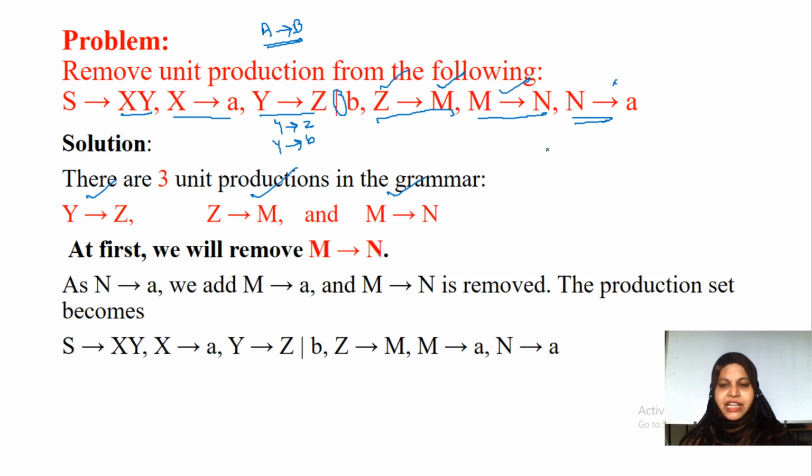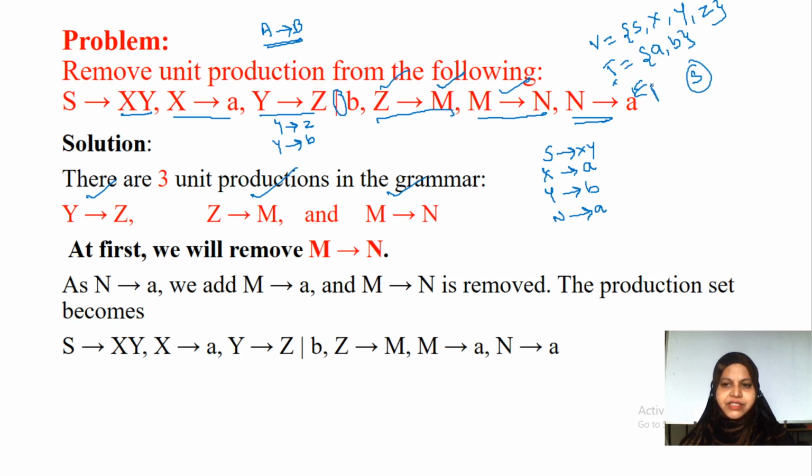The remaining productions of the grammar are S tends to XY, X tends to a, Y tends to b, and N tends to a. These are all normal productions. This grammar consists of the variables S, X, Y, Z, M, N, the terminals a, b, and the starting symbol is S only.